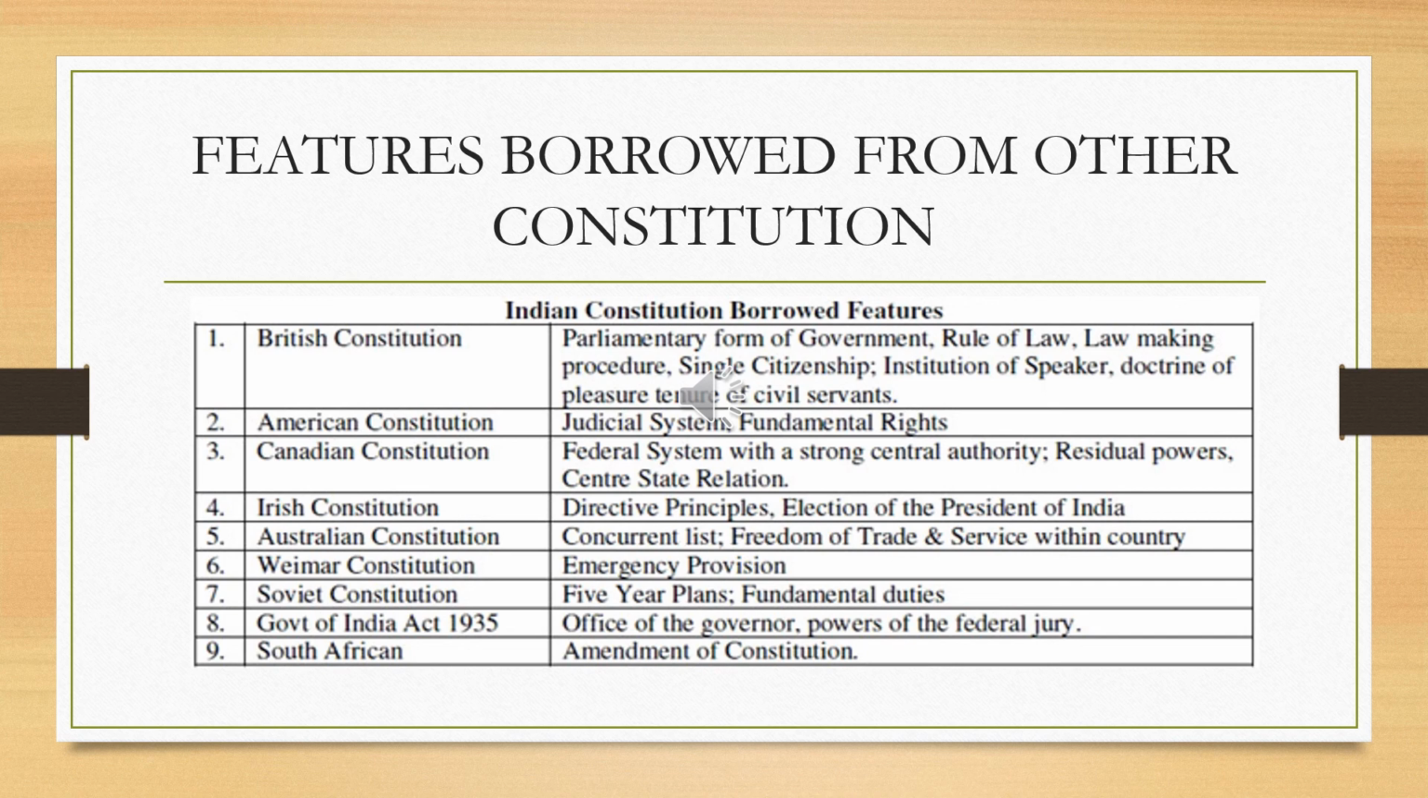Now, the Weimar constitution, which is from Germany. That is the emergency provisions. Then the Soviet constitution, that is from the United Soviet Socialist Republic. We borrowed the 5 year plan and the fundamental duties. And from the Government of India Act, that is the office of the governor and power of the federal judiciary. So that means this is related to the federal structure. And from the South African constitution, we borrowed the amendment of the constitution.